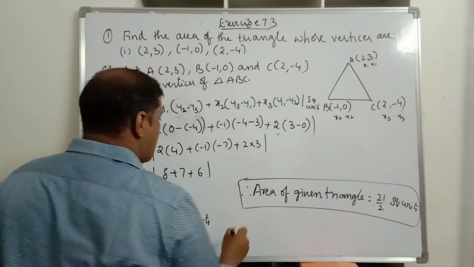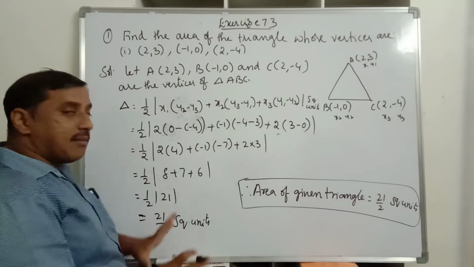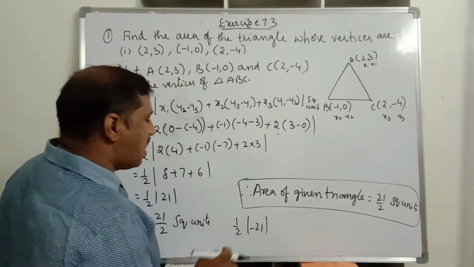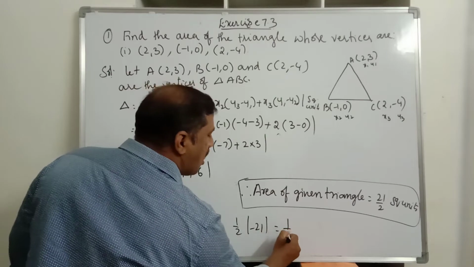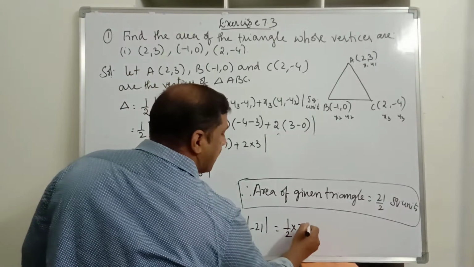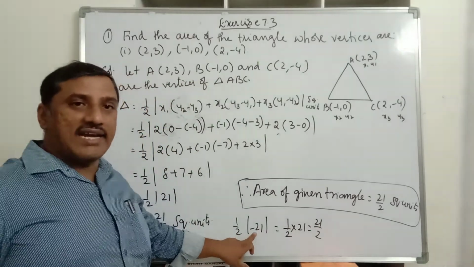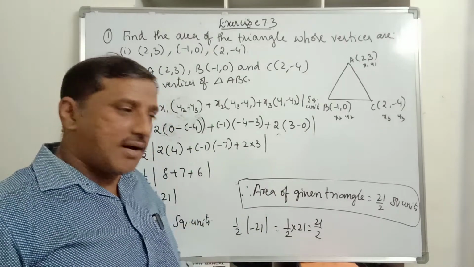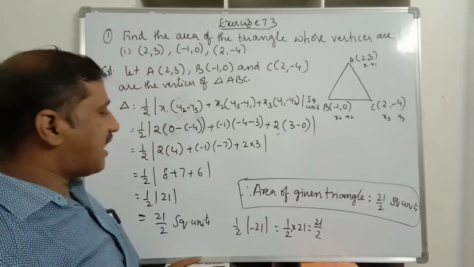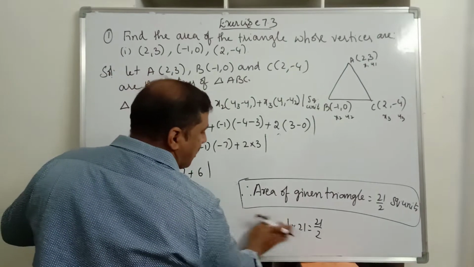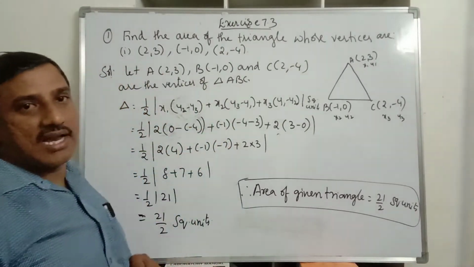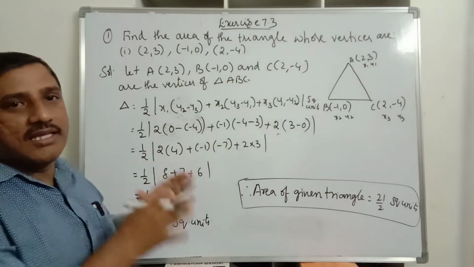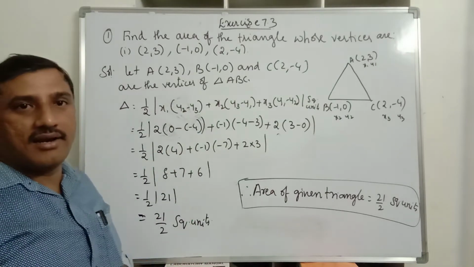Like this we will find it. Sometimes you get minus 21 instead of plus 21, half into modulus of minus 21. The modulus of minus 21 is also positive, plus 21, so we again get 21 by 2. The modulus of any real number is always a positive real number, and multiplying with half gives the required area of the given triangle. Is it clear, children? Just remember the formula, substitute the given values, and simplify to get the area of the triangle. Clear?